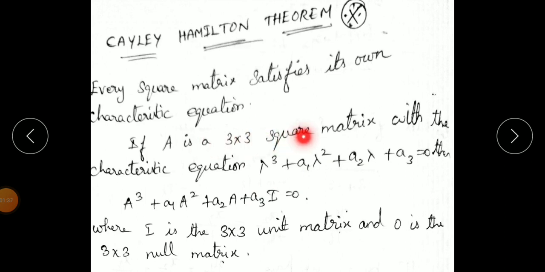So this is the Cayley-Hamilton theorem, which is a very important 2-mark question. We are not going to see the proof, only the statement is important. Okay, only the statement they will be asking in the university examinations.